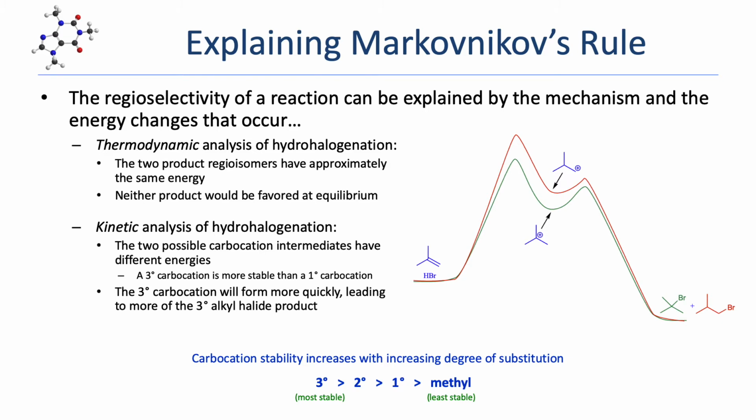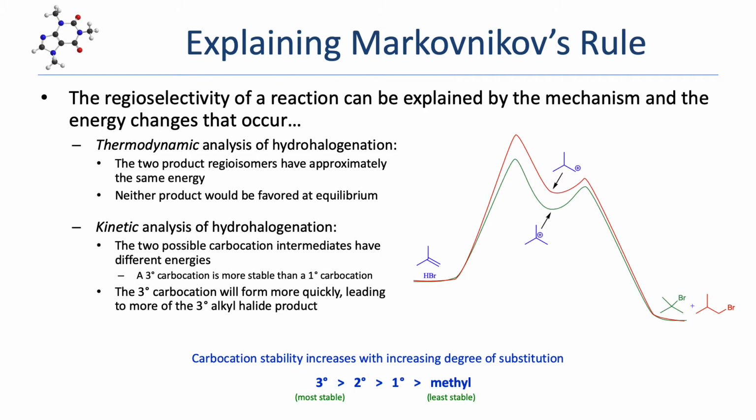So if the 2 different products have the same energy, and the reactants are the same to make either one, that means that just as much energy is being released in forming the green product, the major product, as is the red product, the minor product. And that means that at equilibrium, the same amount of each product will form. Well, that just means that the reaction is not under thermodynamic control.